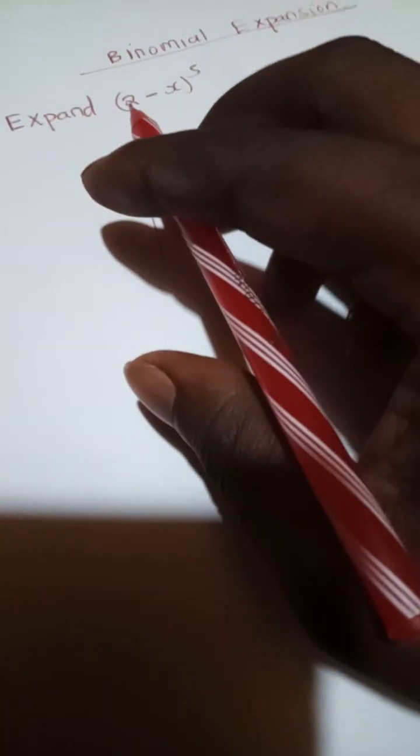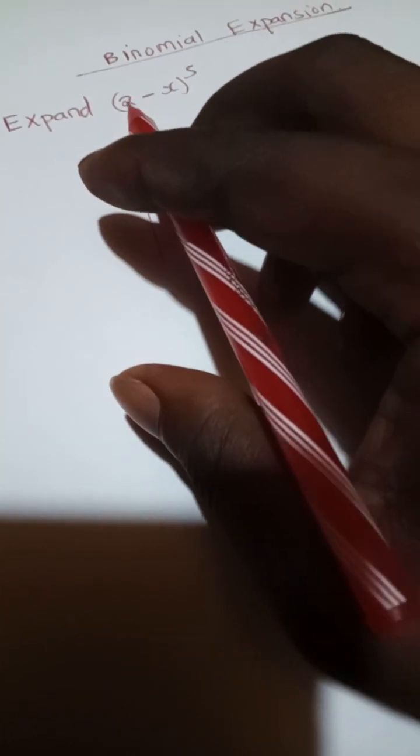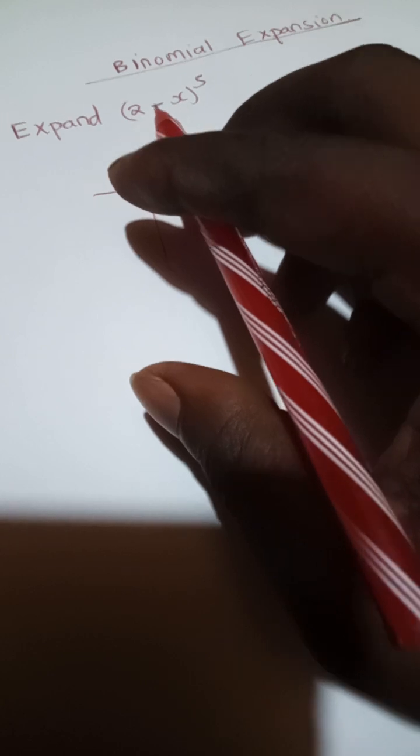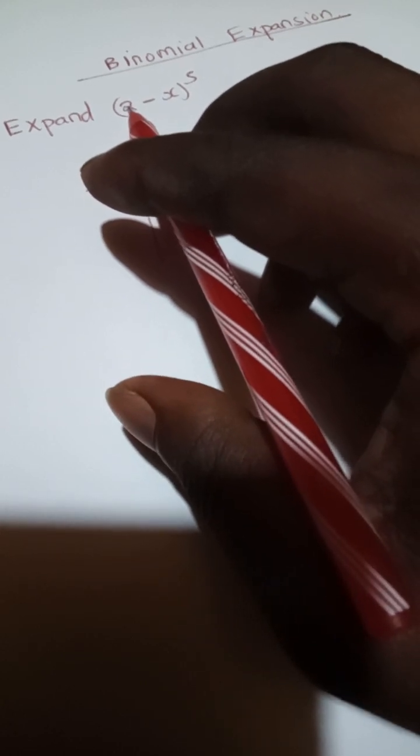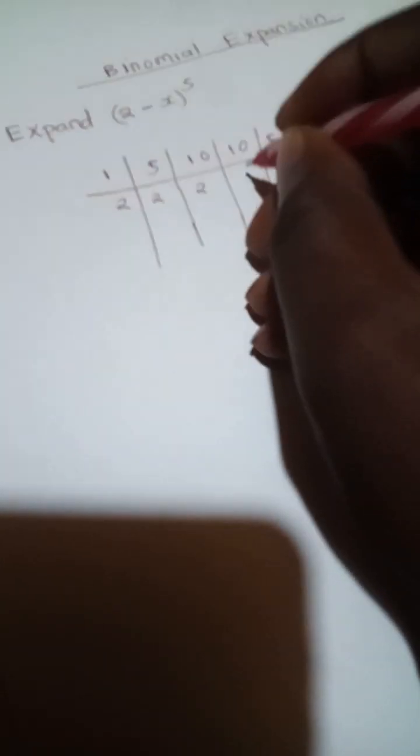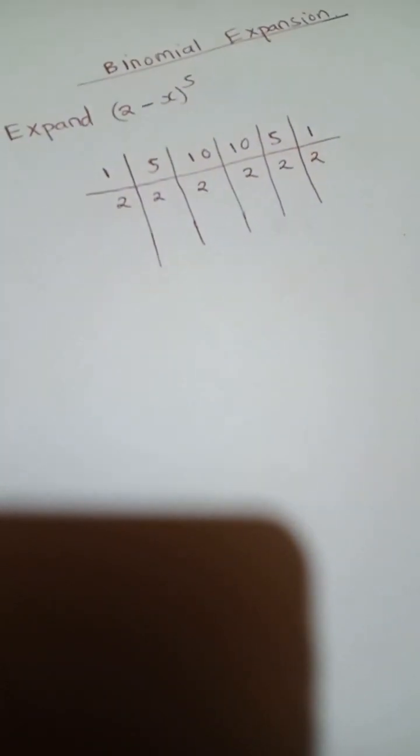Then in the bracket, we have two values. We have 2, then we have negative x. So you look at the values. You just take the first value the way it is and copy. It's 2, 2, 2, 2, 2. Copy the way it is.